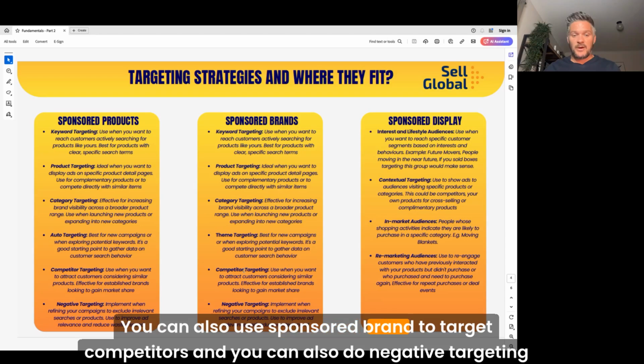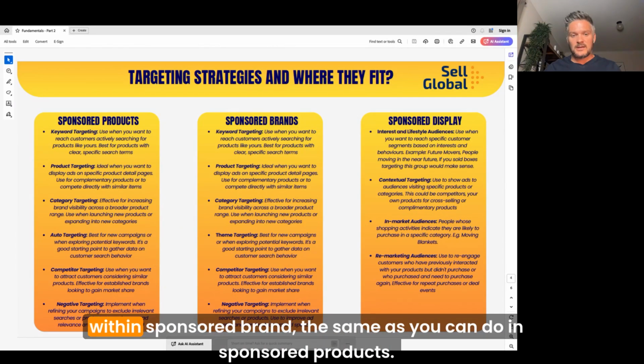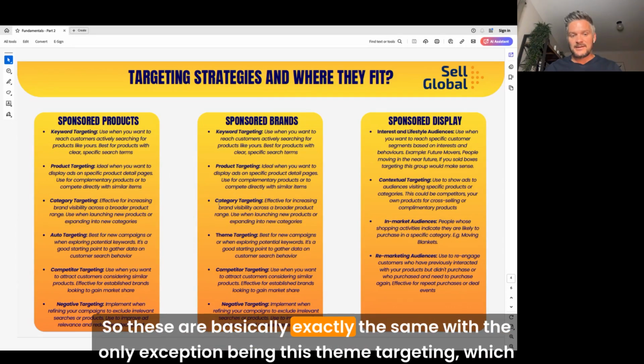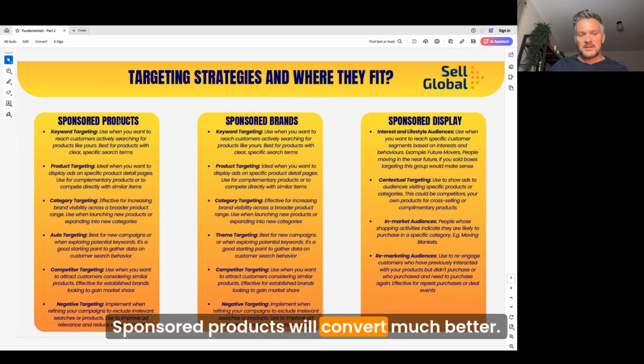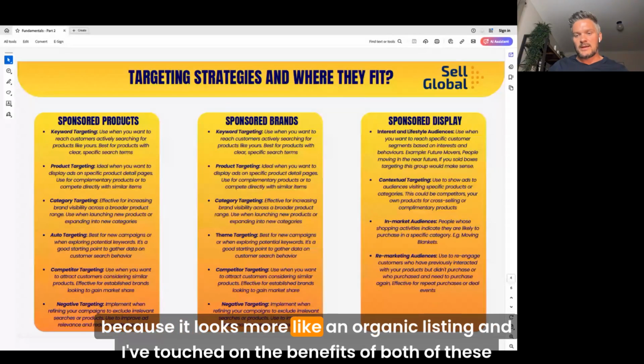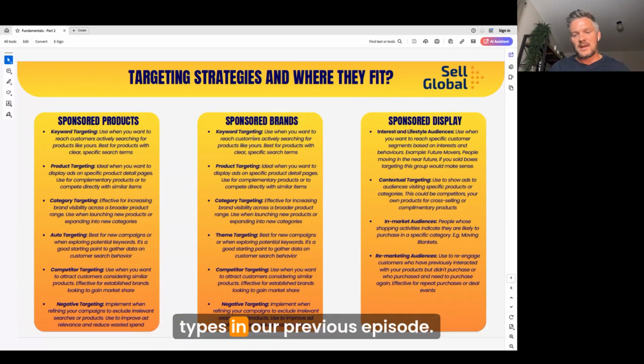You can also use sponsored brands to target competitors, and you can also do negative targeting within sponsored brands, the same as you can do in sponsored products. So these are basically exactly the same, with the only exception being this theme targeting, which acts very similar to the auto targeting over on the sponsored products side. Sponsored products will convert much better, because it looks more like an organic listing, and I've touched on the benefits of both of these types in our previous episode.